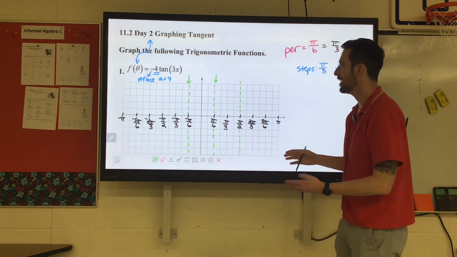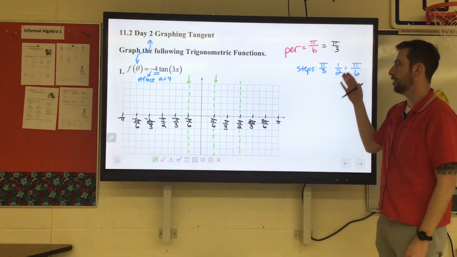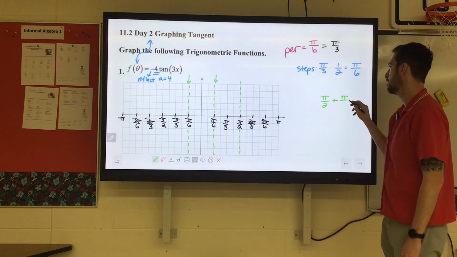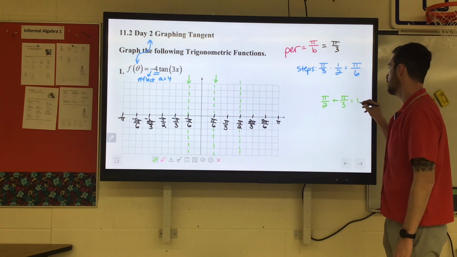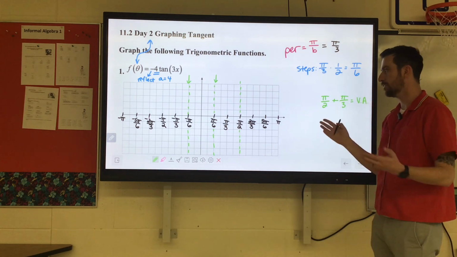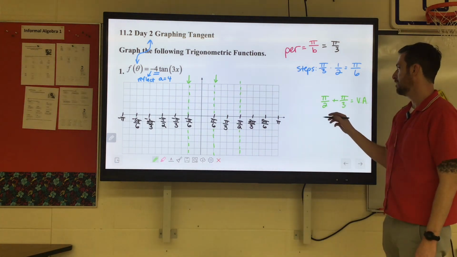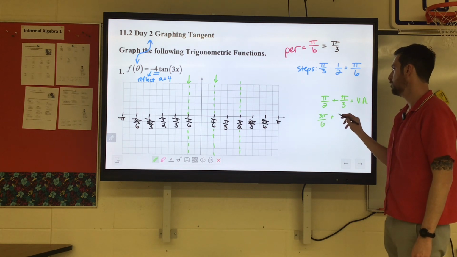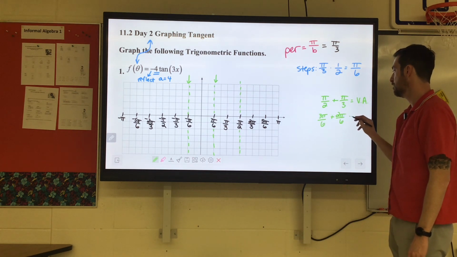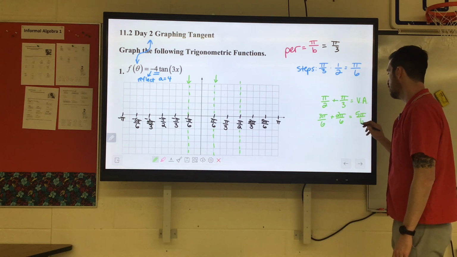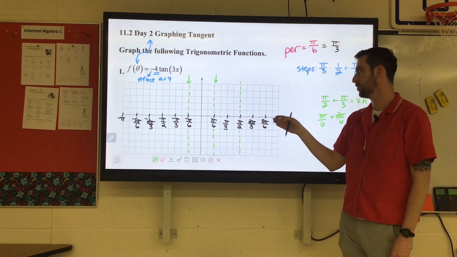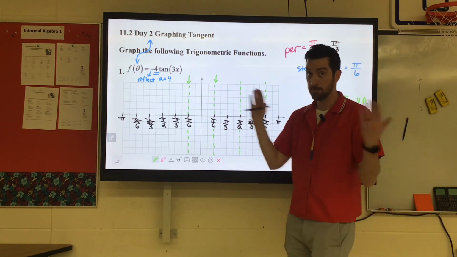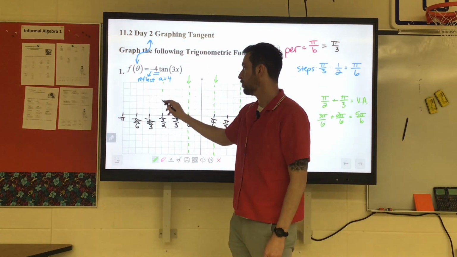And again, we could technically be adding a period of pi over 3. If you did pi over 2 plus pi over 3, there should be another vertical asymptote here. Now, you could get the common denominators there. That would be 6, so it would be 3 pi over 6 plus 2 pi over 6, which is 5 pi over 6, which again, if you just keep scaling it the same way, it's every 4 spaces. So there should be another one at 5 pi over 6. It's every period.